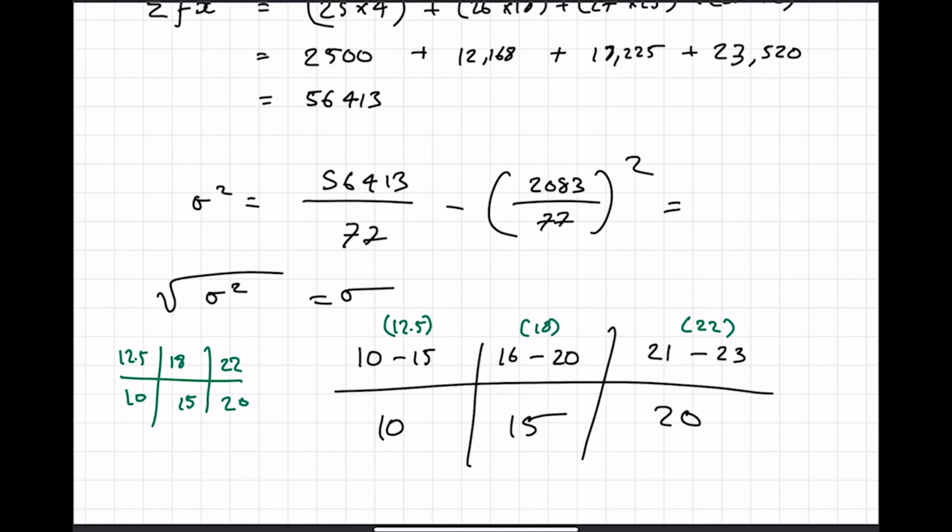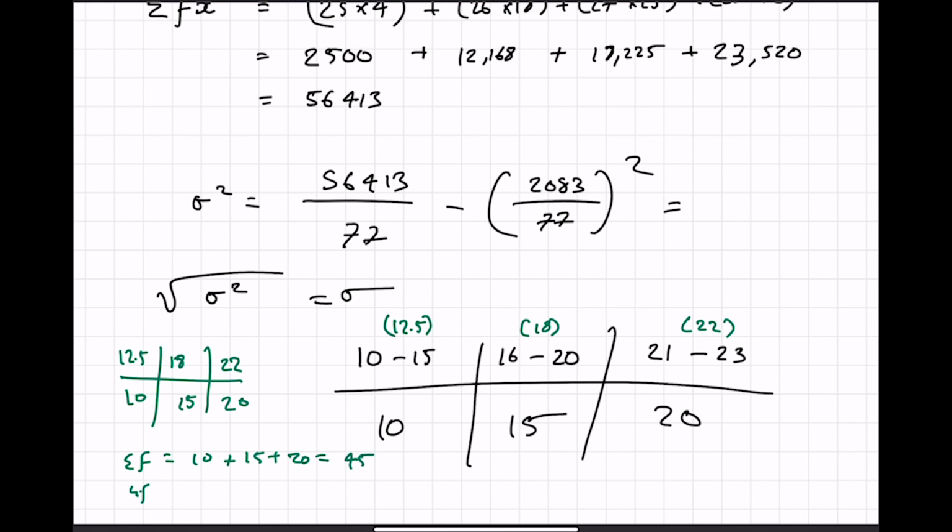and standard deviation. So the only key thing is you need to find the midpoint of the table, and once you've found the midpoint, you're pretty much done. That's all you need to do, and then you can do the same thing. So sum of f's would be 10 plus 15 plus 20, which is 45.